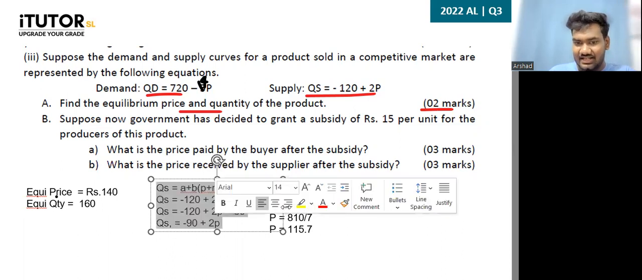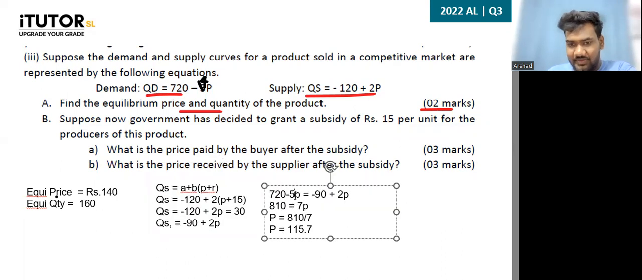There is no change in that. So this one will be 4P. So then how much is that? 810 equals 6P. Do we get at least a 0.5 answer? 810 divided by 6, how much do we get? 135. Okay, right? So that is the price paid by the buyer.